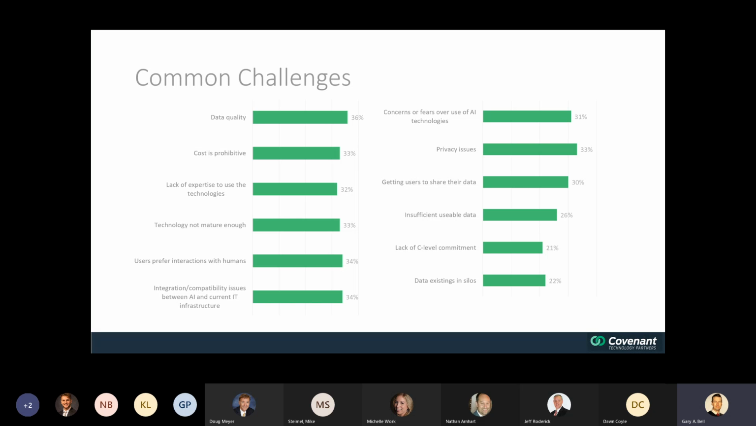Percentage-wise, it looks like the top one on here is data quality. The 64% of the people that don't agree with that are probably lying to you, because everybody has data quality issues at some level, right? But that is an important point, and something that needs to be addressed before any of these other things can be. That's a foundational issue. As we say, garbage in, garbage out, right? We've got to get good data going in.